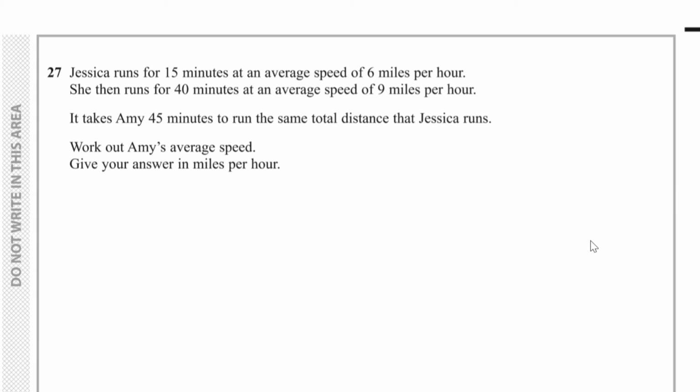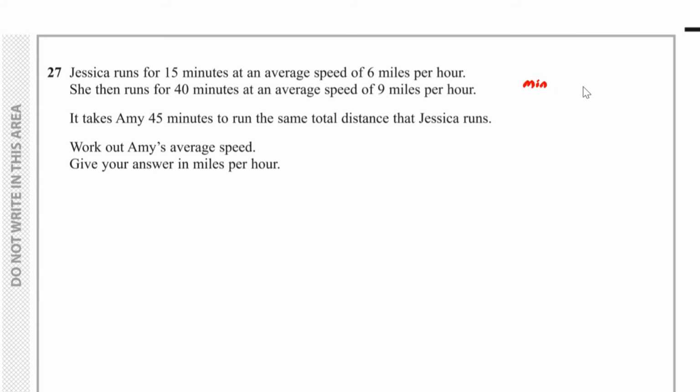Question number 27. Jessica runs for 15 minutes at an average speed of 6 miles per hour. She then runs for 40 minutes at an average speed of 9 miles per hour. It takes Amy 45 minutes to run the same total distance that Jessica runs. We have to work out Amy's average speed. Give your answer in miles per hour. Well, here we've got minutes and here we've got hours. We need to make the units consistent.